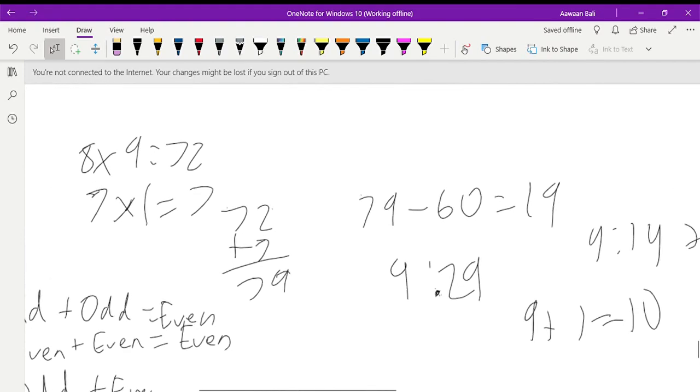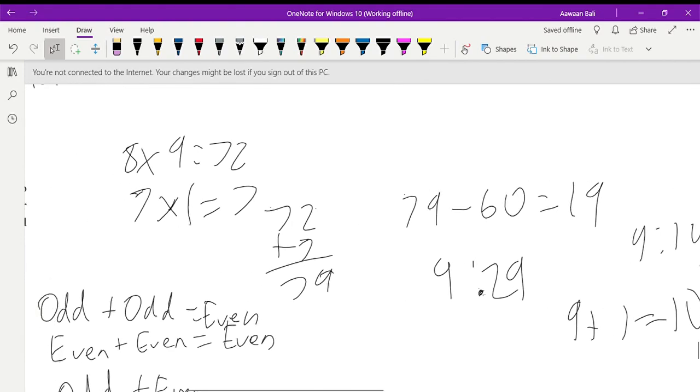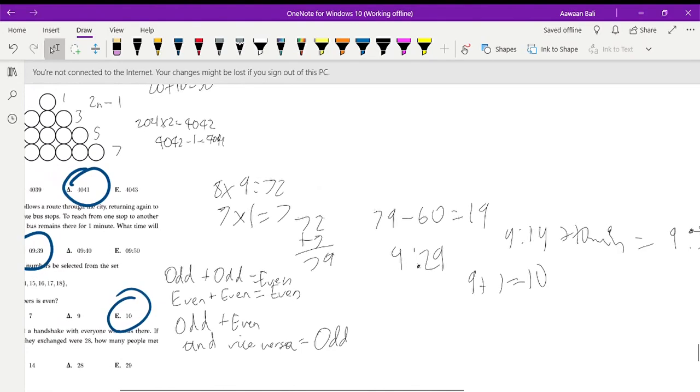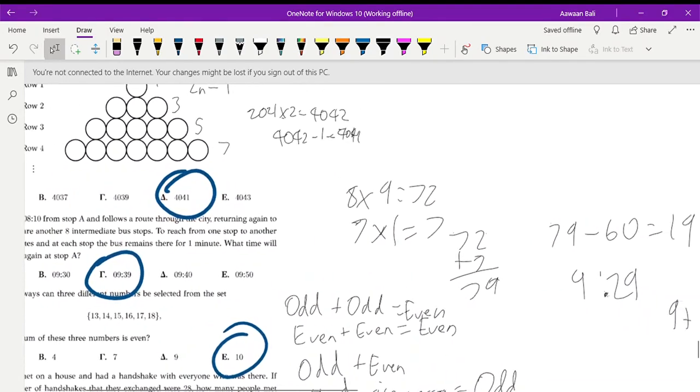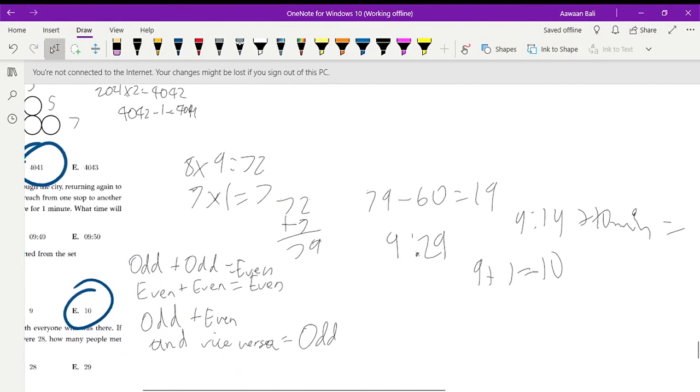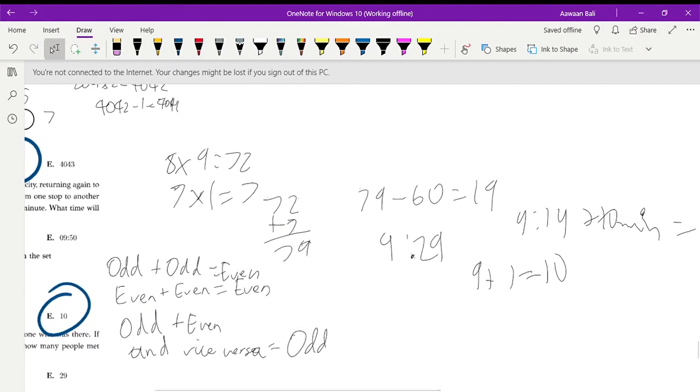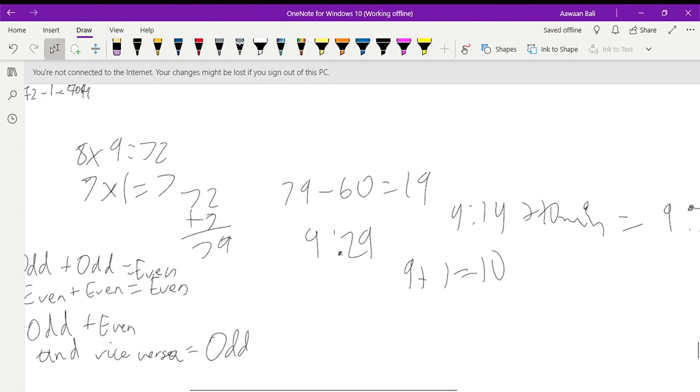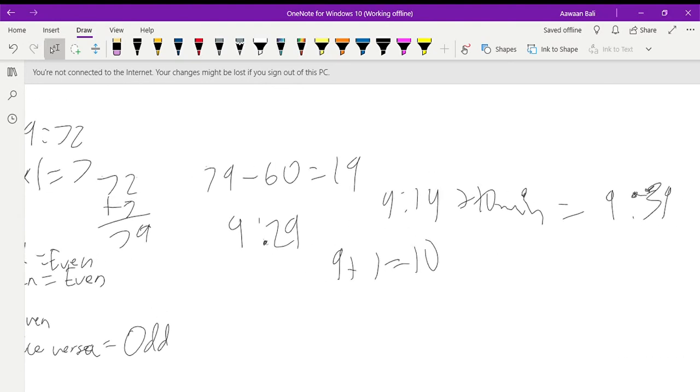Now if we do 79 minus 60, that's 19, which means when it goes to 9:10, since 60 minutes is an hour, there'll still be 19 minutes left, which means you can get 9:29. However, we still have to connect back to stop A, so it will take another gap, which is 9 minutes. And actually that means that you have to stop at the 8th bus stop, which means that you add another 1. 9 plus 1 is 10.